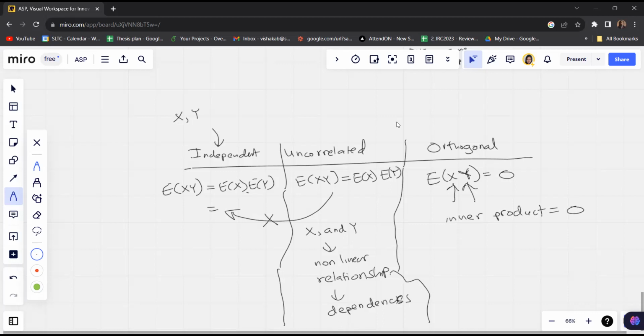So the situation where both X and Y occur at the same time is going to be 0. I mean, at each value of X and Y, when we take the product for each value of X and Y, we will see that the product will equal 0. So the average of all those products will be equal to 0, right?